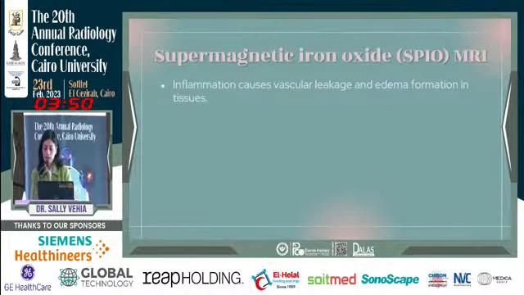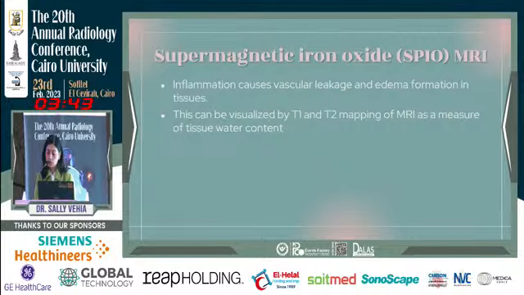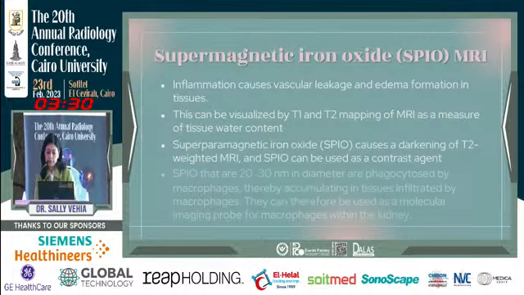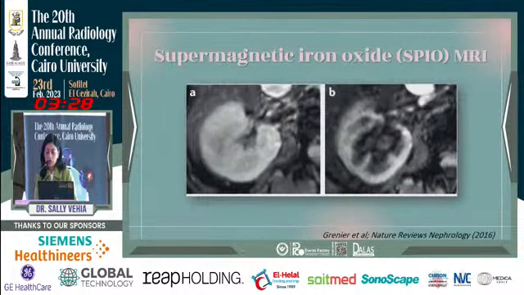Inflammation causes vascular leakage and edema formation in tissues. This can be visualized by T1 and T2 mapping of MRI as a measure of tissue water content. Supermagnetic iron oxide particles are phagocytosed by macrophages. Accumulating in inflamed tissues, they can therefore be used as a molecular imaging probe within the kidney. Renal MRI of a patient with acute tubular necrosis before and after the injection of the particles. This difference is due to phagocytosis of the particles by the macrophages due to inflammation.